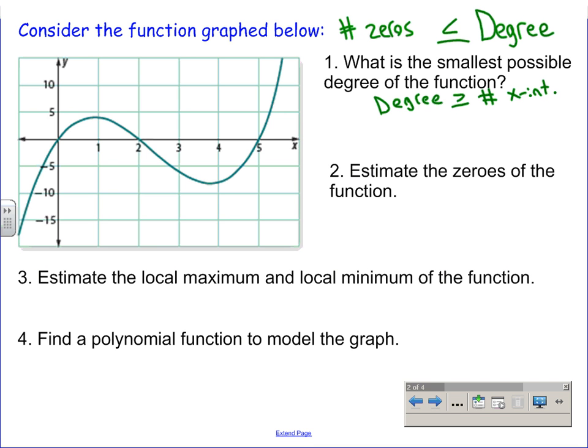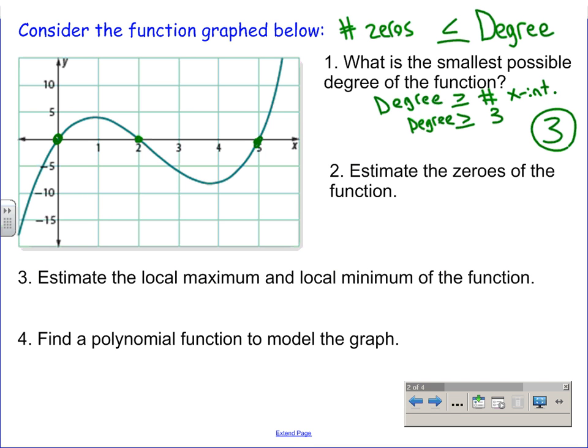So if I look at this graph, how many x-intercepts does it have? It has 1, 2, 3. So its degree has to be greater than or equal to 3. So what is the smallest possible degree of the function? Smallest possible degree is 3.